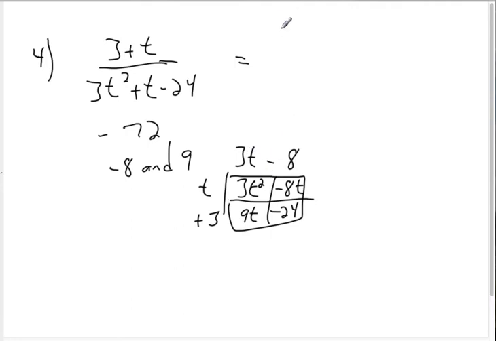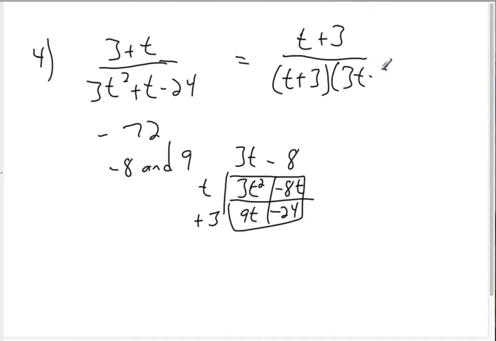So that works, right? 9t. Okay. So I'm going to switch this to make it look the same as the bottom. So t plus 3 and 3 plus t are the same. And now the bottom, I get t plus 3 and 3t minus 8.